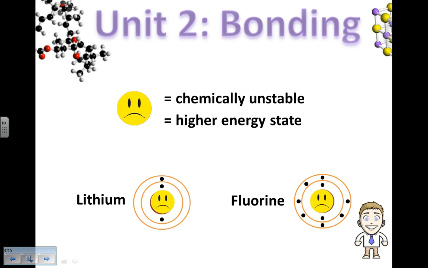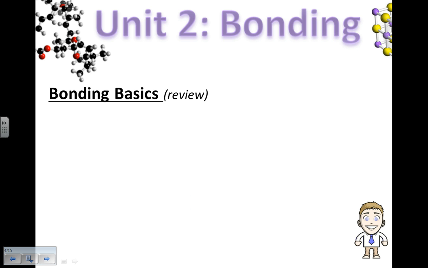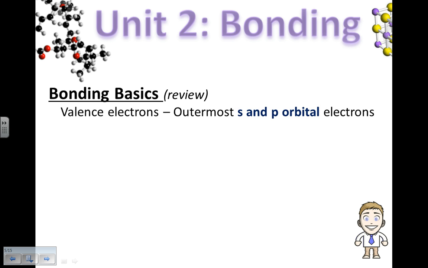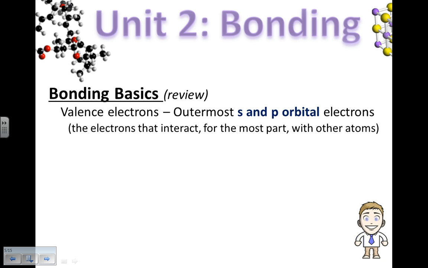So let's take a look at these unhappy atoms a little more closely by covering some terms. Most of what I'm going to say should be review for everybody watching this video, so I'm going to go pretty fast. Remember, you can stop, pause, and go back at any point if you're confused. Number 1, we have something called valence electrons. The valence electrons are the outermost s and p orbital electrons. Why we care about those is because those are the electrons that interact, for the most part, with other atoms.